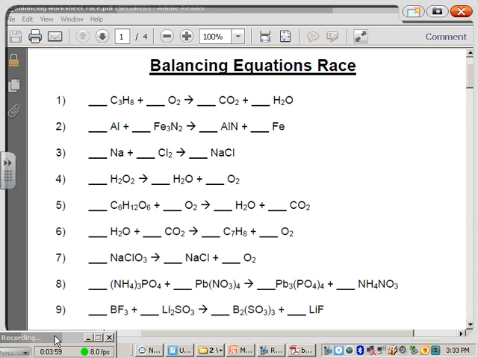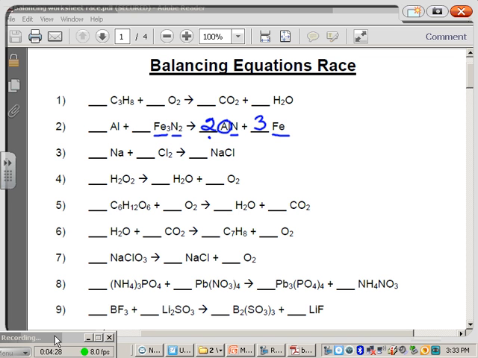Now, number 2. Again, we start out, I look at aluminum. I have 1 aluminum on each side, so I go on to the next element. I have 3 iron over here and only 1 over here, so I'm going to change this to a 3. And then I look at nitrogen. I have 2 over here, and I only have 1 nitrogen over here, so I have to put a 2 there. Now that I put the 2 in front of here, that also affects the aluminum.